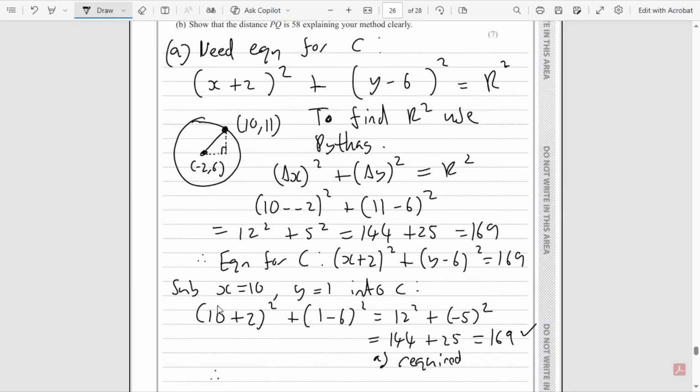Just a little conclusion. Therefore (10, 1) lies on the circle. Perfect. So that's part A done.